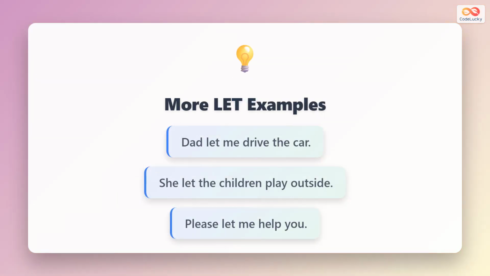Dad let me drive the car means Dad permitted driving. She let the children play outside shows permission for activity. Please let me help you is polite request for permission to assist.